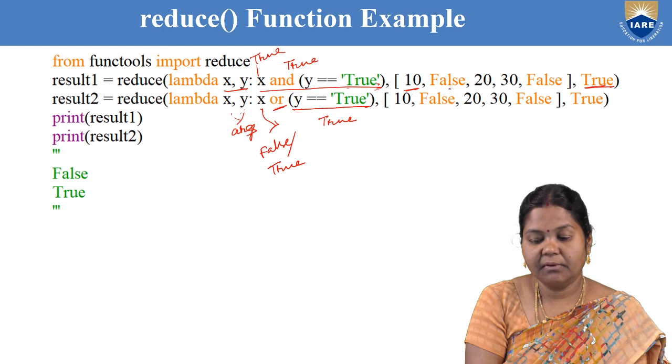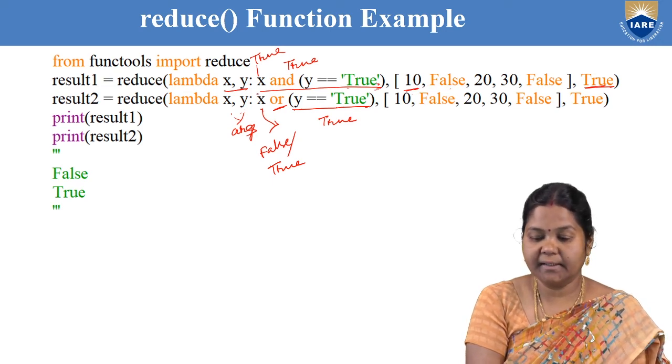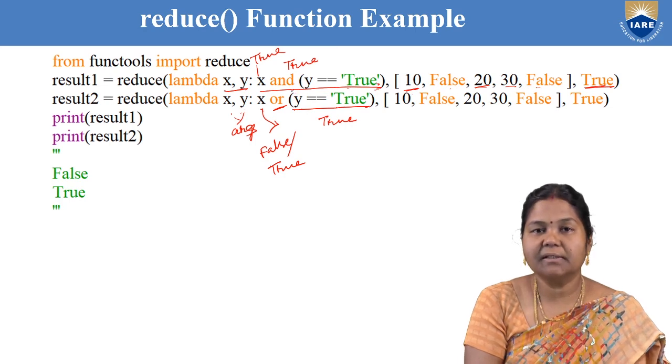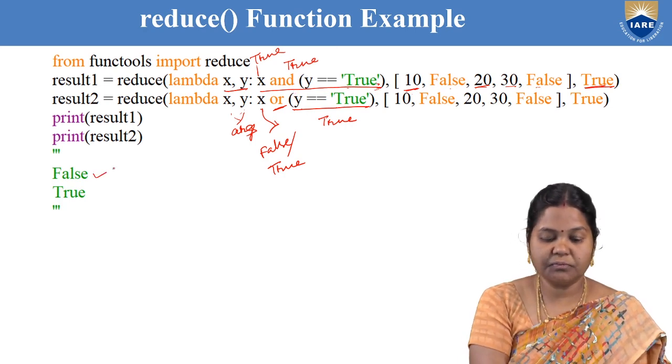Similarly, next time X is false but Y is true, so it is false. Like that, it will take 20, 30 and so on. So you can see that for some of the values of X, this condition is false. So the output is false.